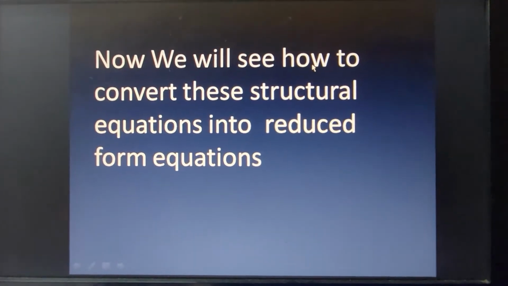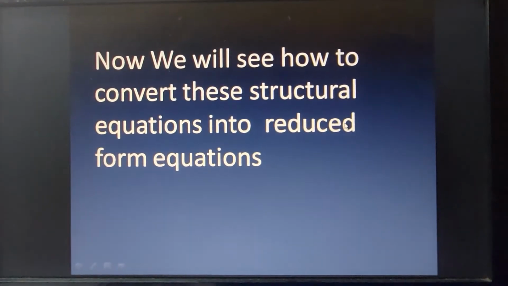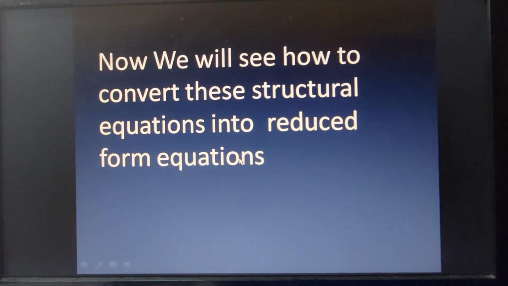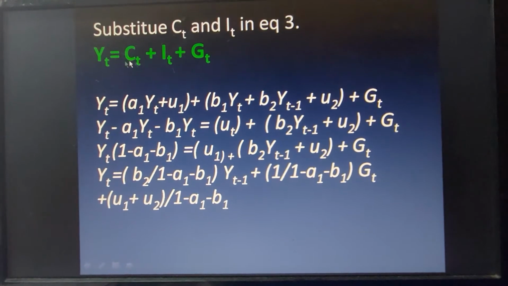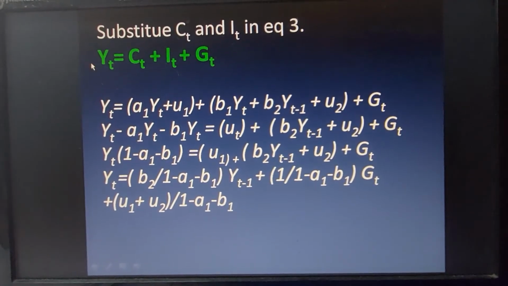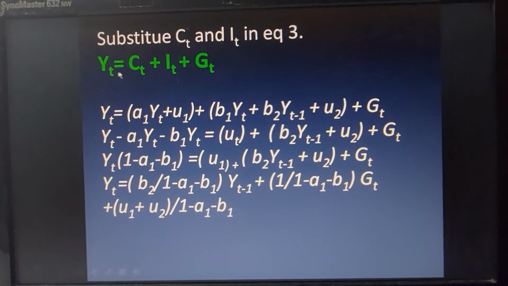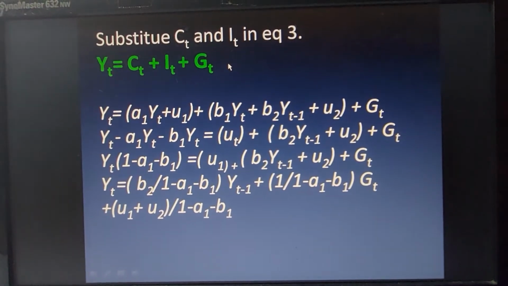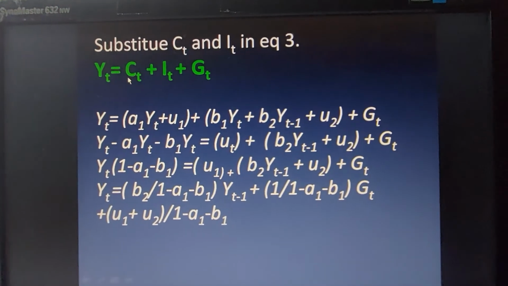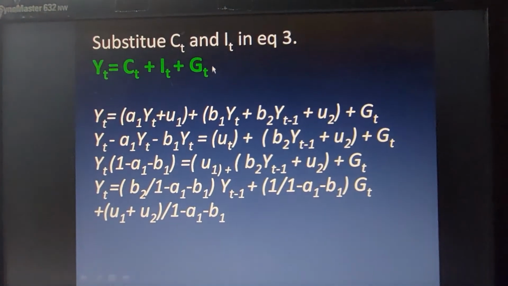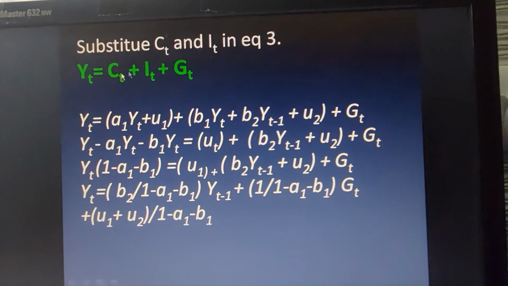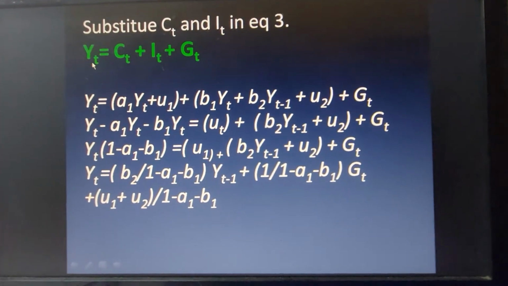Now we will see how to convert these structural equations into reduced form of equations. There are certain steps which we have to follow to understand how this conversion takes place. First of all, we convert this definitional equation into the reduced form of equation. We have the equation Yt is equal to Ct plus It plus Gt. To convert this, substitute the values of Ct and It in the equation of Yt.